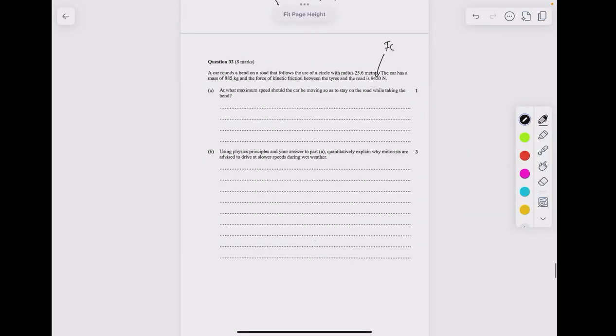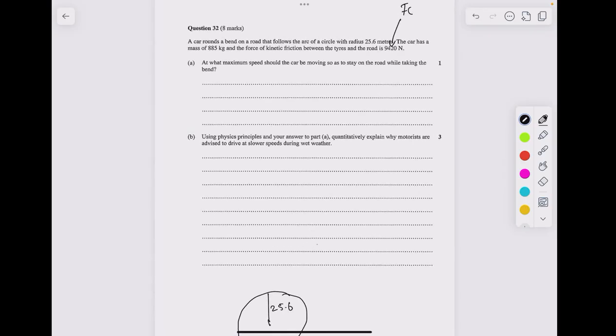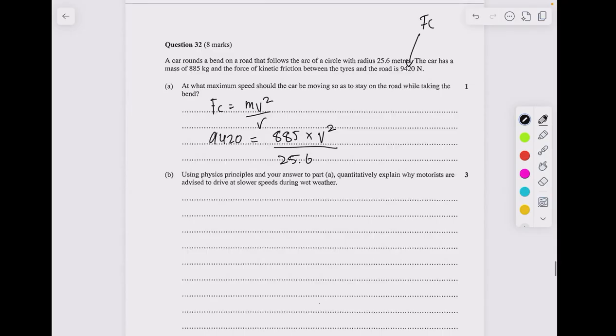It could also be a good idea to draw a diagram. So we've got circular motion here, radius of 25.6. And the question is, at what maximum speed should the car be moving so as to stay on the road while taking the bend? So this is just a simple application of centripetal force equals mv squared on r. The maximum centripetal force that we can get from the road onto the tire via kinetic friction is 9,420 newtons, which equals 885 times v squared, which we're trying to solve for, all over 25.6. Now let's double check we've got our SI units. Radius is SI units, force is SI units, and so is mass. So we don't need to worry about any conversions there.